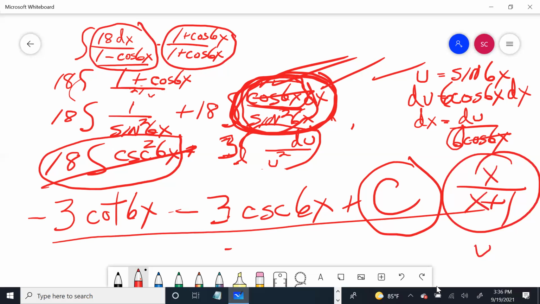And then the other key here is recognizing that the derivative was in the numerator for the second one. That's huge. That is really huge.